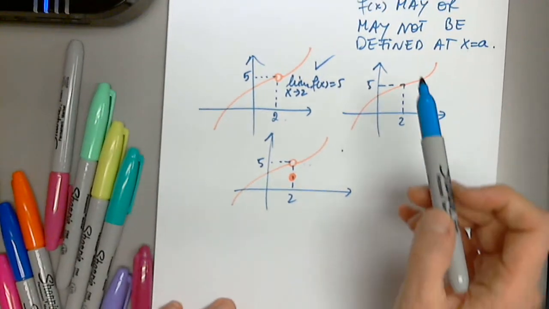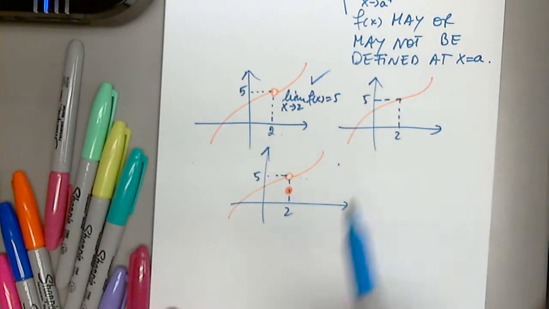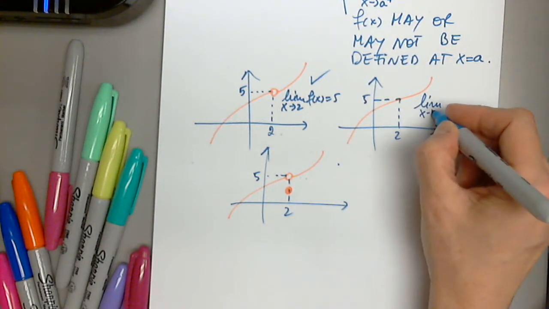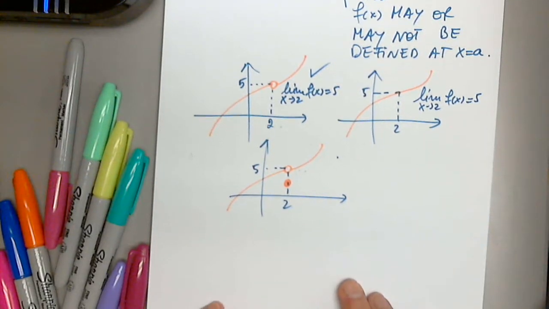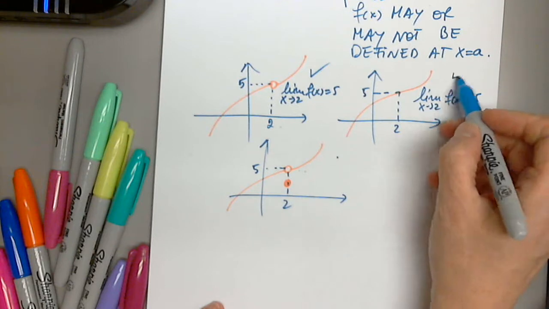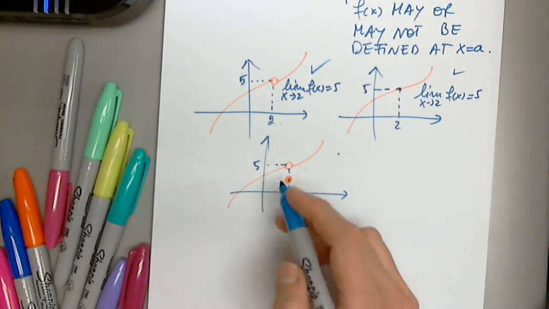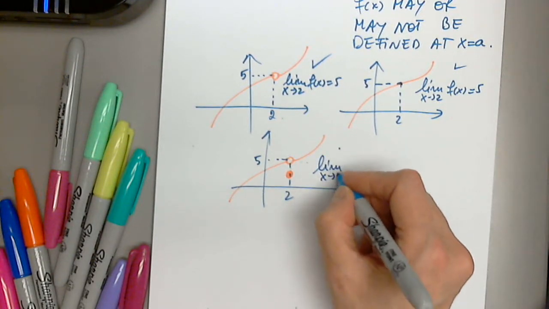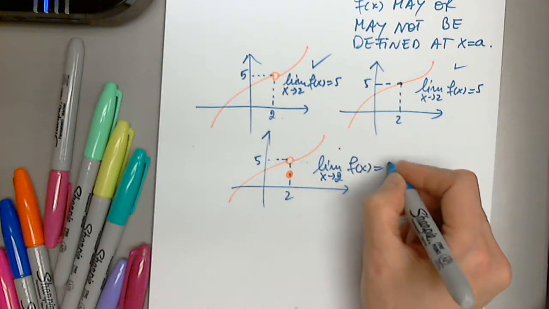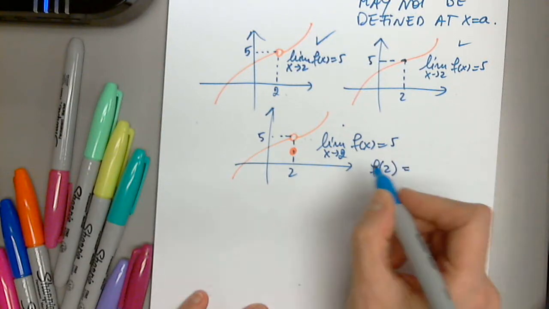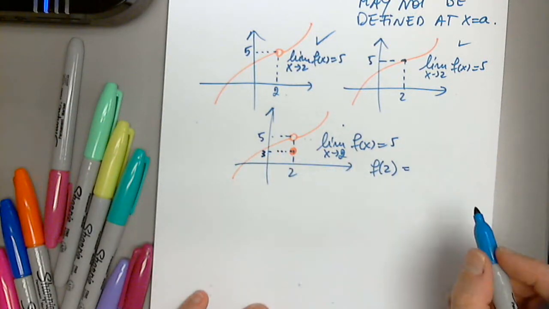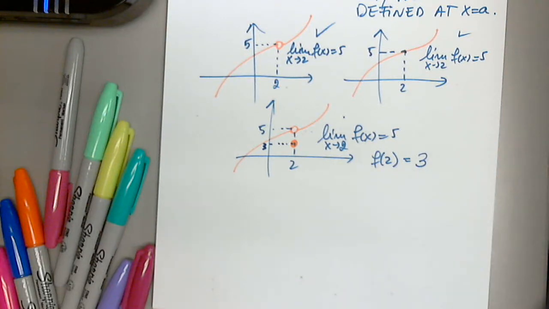The function f of x may or may not be defined at x equals a. Can I, in this case, say that the limit as x approaches 2 from either side of f of x is 5? Yes, of course. And what about here? Can I say that the limit as x approaches 2 from either side of f of x is 5? Yes. And what will you say about f of 2? Equals 3. Exactly.